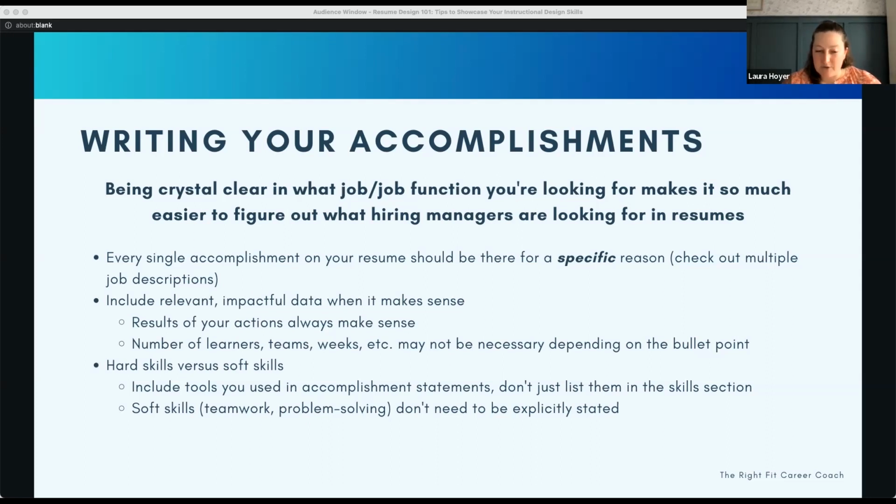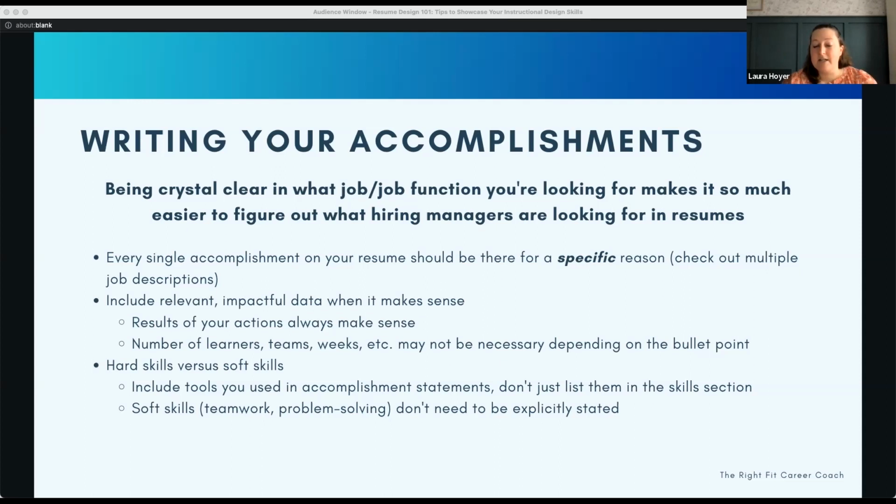So I also often quote Mean Girls when I talk about this, because there's a line in Mean Girls when she says she likes math because it's the same in every language. It's the same with results. Results are understood by everybody in every industry, no matter what you're talking about. If you say that you increased something by 35%, everybody understands that you had a result tied to what you were looking to do. So the results of your actions always make sense, but sometimes, depending on the accomplishment, the number of learners, the number of teams, the number of weeks may not be necessary depending on the bullet point. Other times they may be necessary.